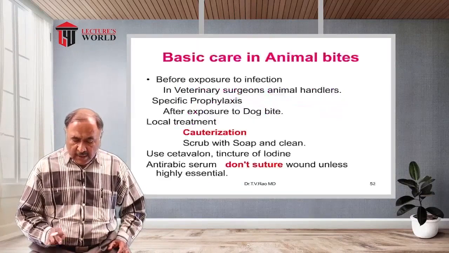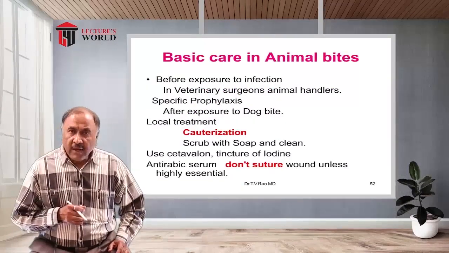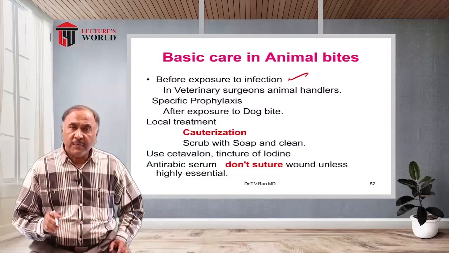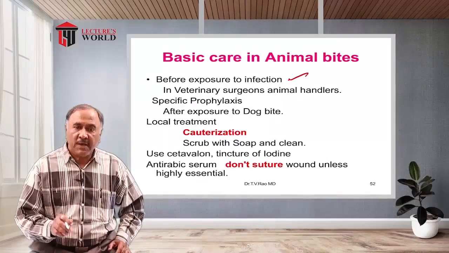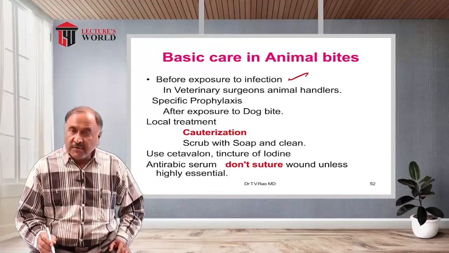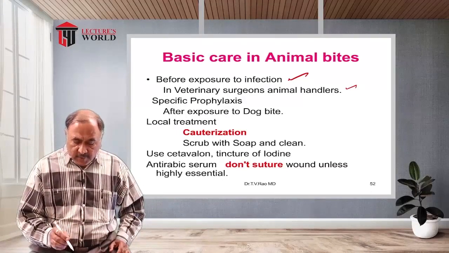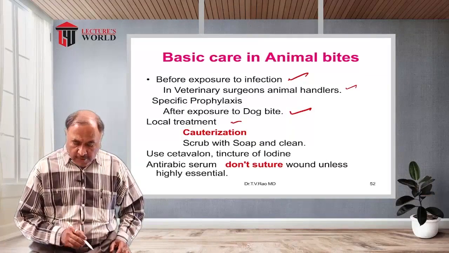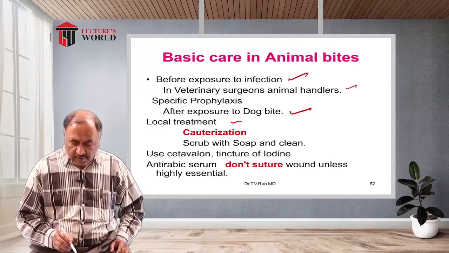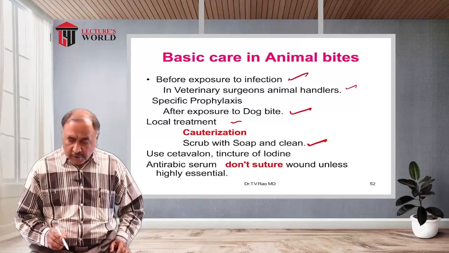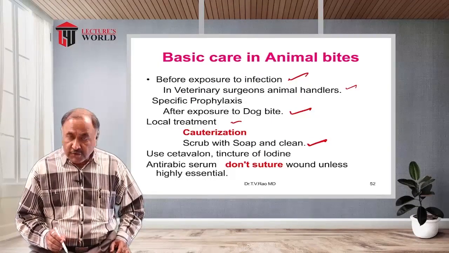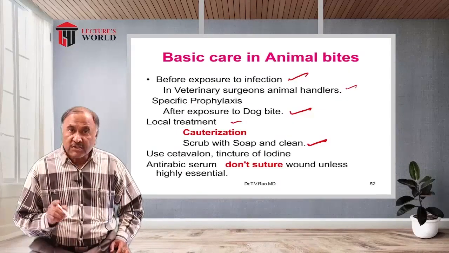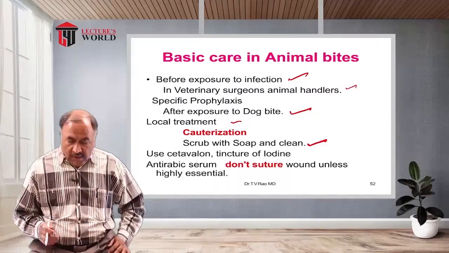Then supportive care in animal bites, such as dog bites. Now the basic care in animal bites is before exposure to infections, pet or domestic animals have to be given the same kind of vaccination. In veterinary surgeons or animal handlers, specific prophylaxis after the exposure to dog bite and after local treatment: cauterization, scrub with soap and clean water, use tincture of iodine, anti-rabic serum, and do not suture the wound, that is, do not close the wound unless highly essential.